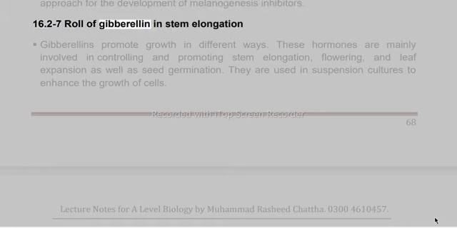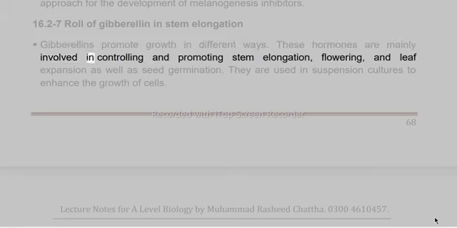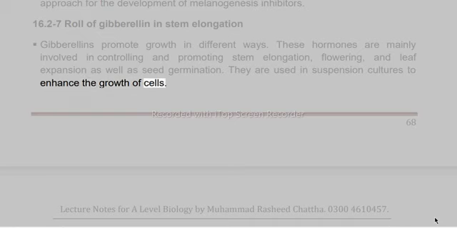16.2-7 Role of gibberellin in stem elongation. Gibberellins promote growth in different ways. These hormones are mainly involved in controlling and promoting stem elongation, flowering, and leaf expansion as well as seed germination. They are used in suspension cultures to enhance the growth of cells.